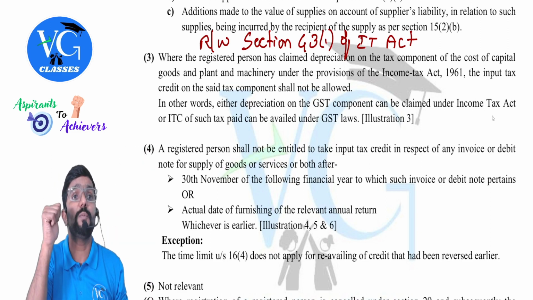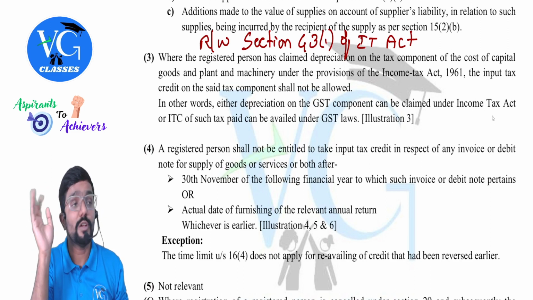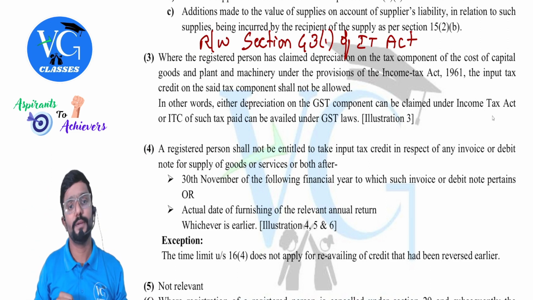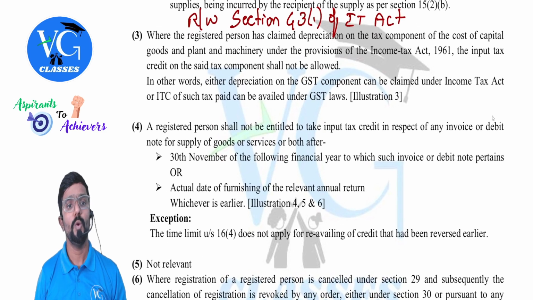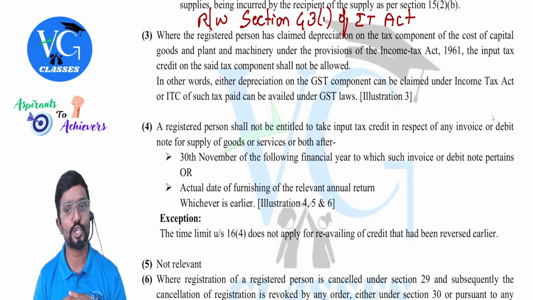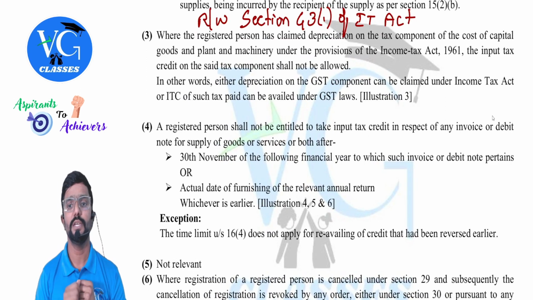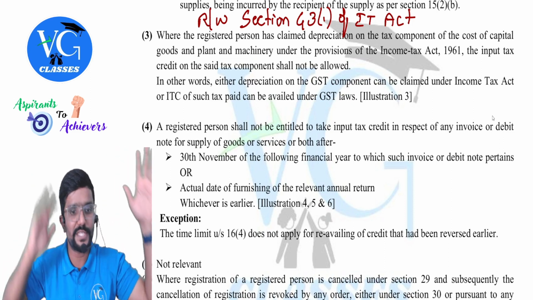43 subsection 1 talks about what, people? Actual cost. Actual cost of an asset. Okay. Subsection 3: where the registered person has claimed depreciation on the tax component, tax here means GST, of the cost of capital goods and plant and machinery. Capital goods and plant and machinery is nothing but fixed assets.